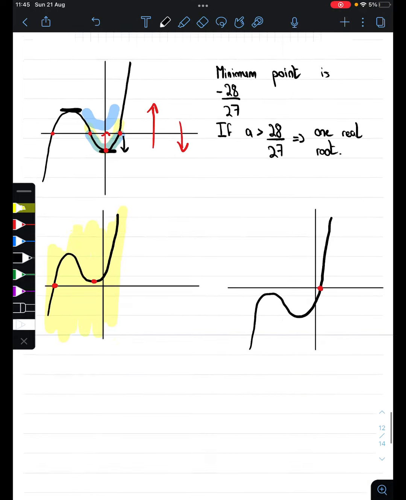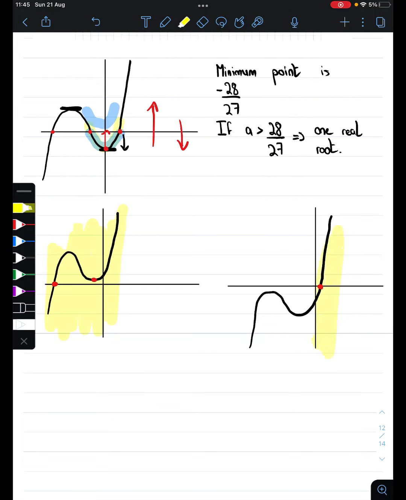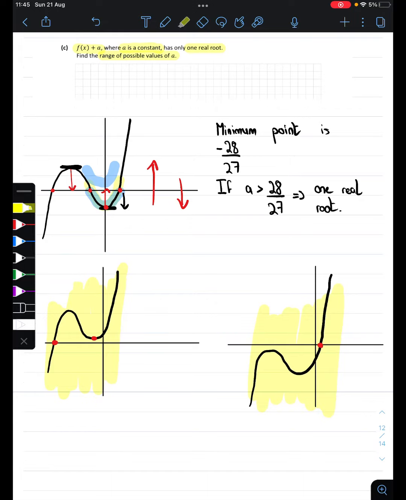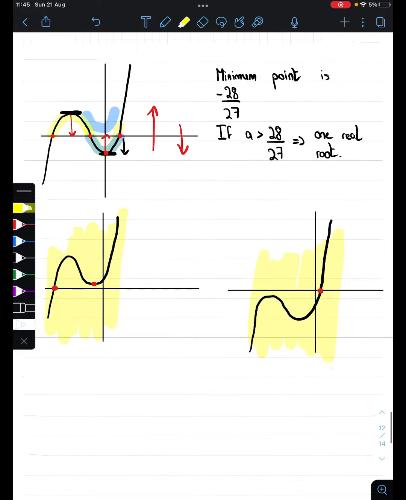Okay? And now let's say we want to have a graph like this. Well then similarly, we need to bring our graph down by this amount, or by a little bit more than this amount. Because if this section is below the x-axis, then it will have never hit it, and we'll have something like this in the bottom right.